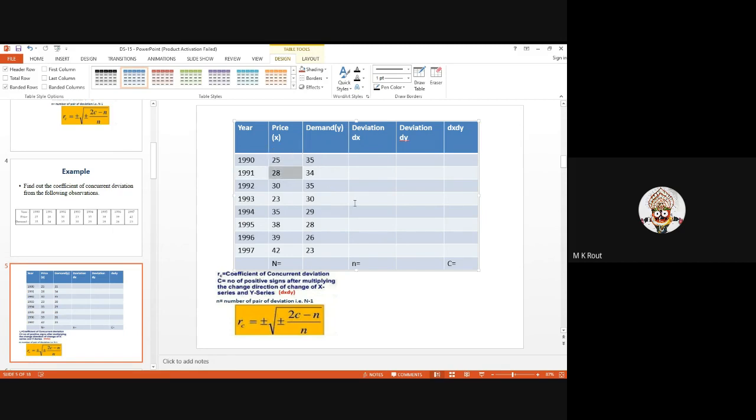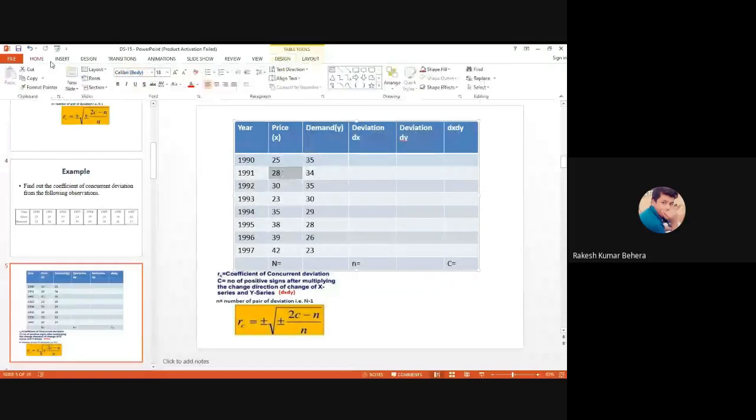In the second row, you initially choose the second value and calculate the deviation by subtracting the previous one. That is 28 minus 25, which equals 3. Is 3 positive or negative? Positive. So here I write positive. Is it clear?